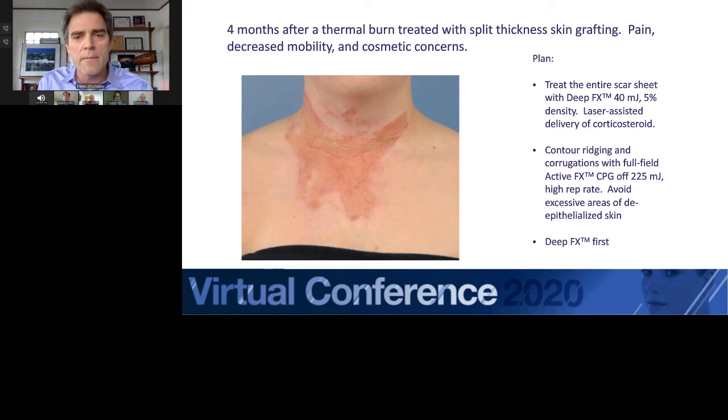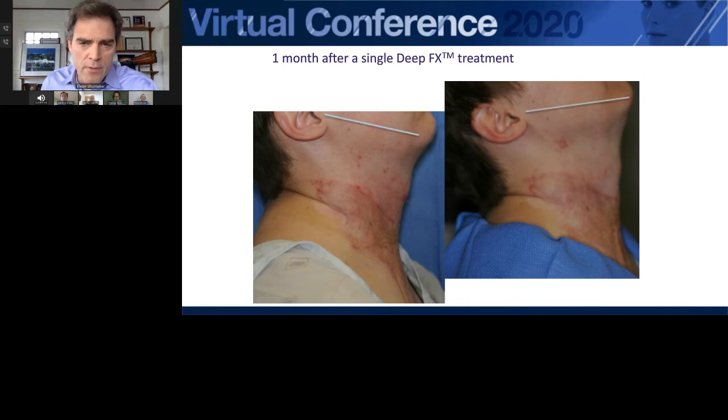So the plan here is not just function. This is a cosmetic area in a female, so we want form and function. And the microfractional deep effects is going to be the heavy lifting for the function, range of motion. And we're going to use those newly ablated channels to deliver a corticosteroid. And then we're going to use the macrofractional to whittle down those ridges. And you can see just a single treatment with the microfractional pretty much gives her normal range of motion.